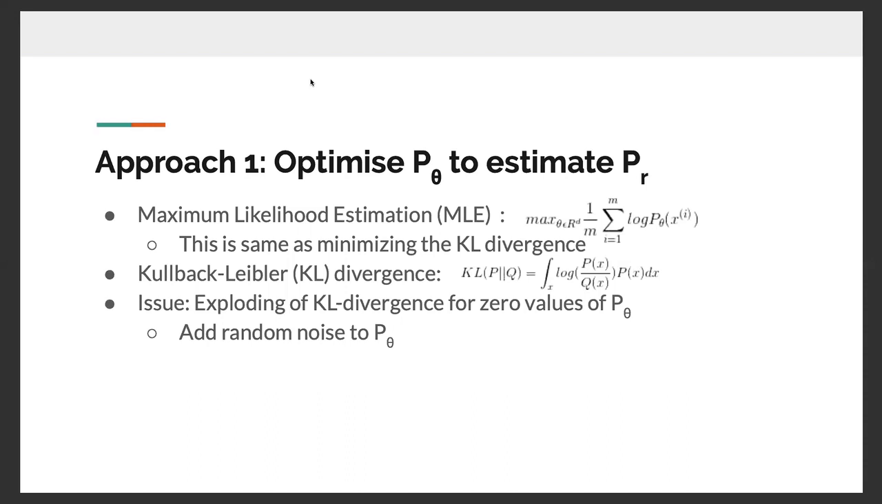For the first approach, optimizing P_theta to estimate P_r, there are many kinds of distance or divergence that we can choose. A very famous one is MLE, and also the KL divergence. But notice that for the KL divergence, we have q(x) here, and since this is just our P_theta, which can have a probability value of 0, we want to add some random noise to P_theta to avoid the zero values, which can lead to an explosion of the KL divergence.